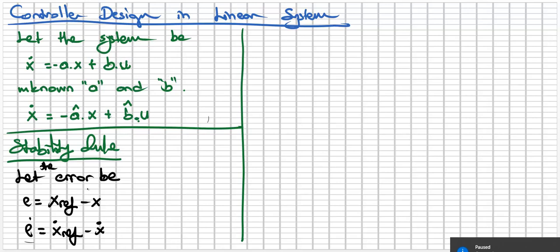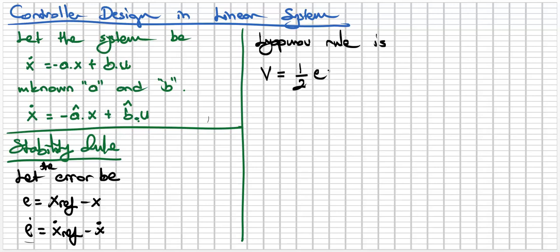And so we need to use the e dot term with the Lyapunov rules, okay? Lyapunov dictates that we can define the positive energy function in here, like this one. Okay, V of t should be given at this moment.